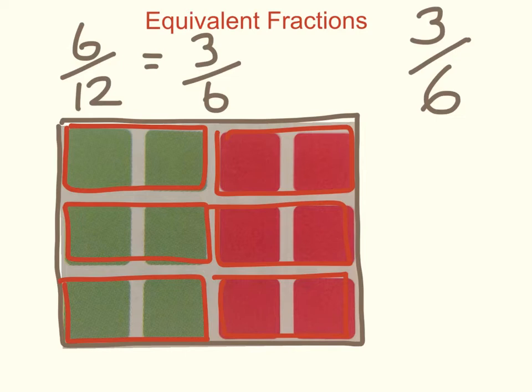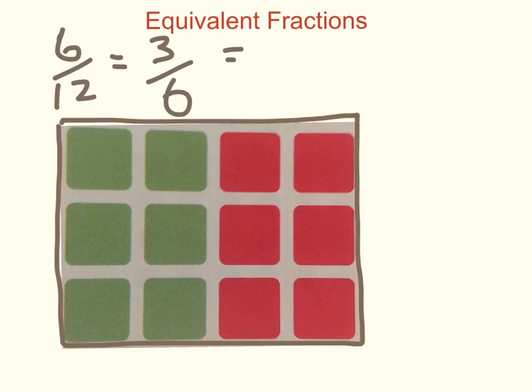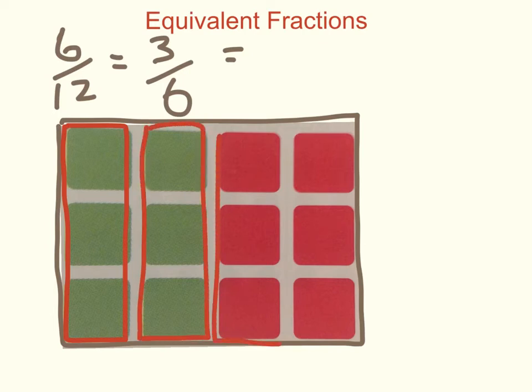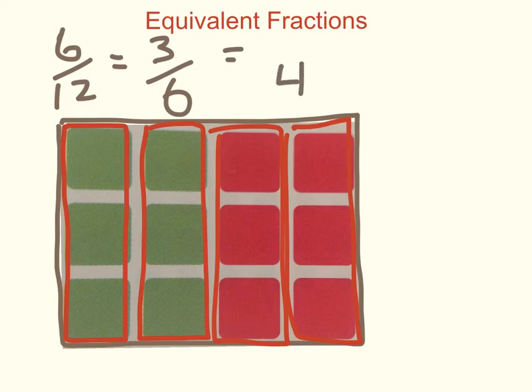Let's group these another way. I could group these squares into groups of 3. I could make a group of 3 here, and a group of 3 here, and a group of 3 here, and a group of 3 here. Now, how many groups of 3 do we have? We have 4 groups of 3 altogether. And how many are green? 2 groups. So we could say 2/4 of this rectangle is green.